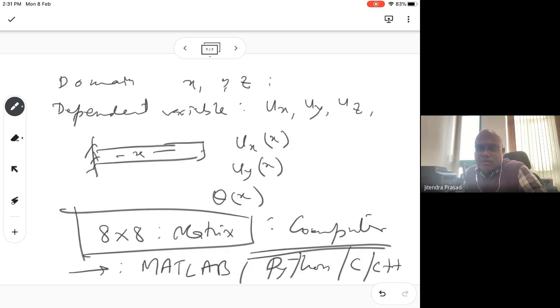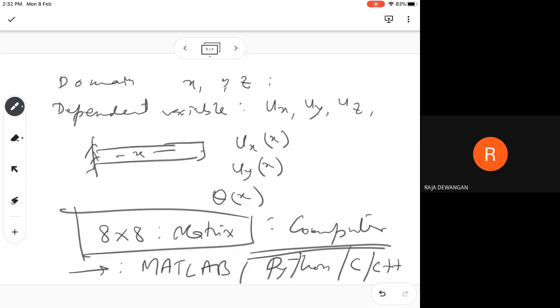Because computers do not solve equation by equation, but they can invert. There is some algorithm, and it can invert the matrix. In your solver also, there is some algorithm for inverting a matrix.